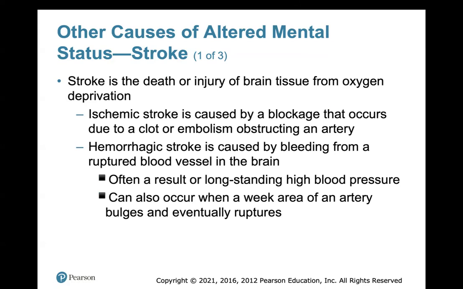Some other causes of altered mental status, you have your strokes. So stroke is death or injury of brain tissue from oxygen deprivation. An ischemic stroke is caused by a blockage that occurs due to a clot or embolism obstructing an artery. So the brain has a clot or an embolism, it's blocking off blood flow. Blood cannot be carried to the rest of the brain, causing injury to that part of the brain, right?